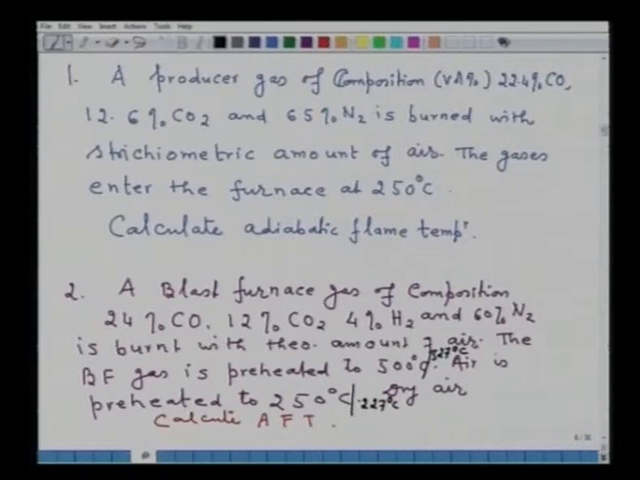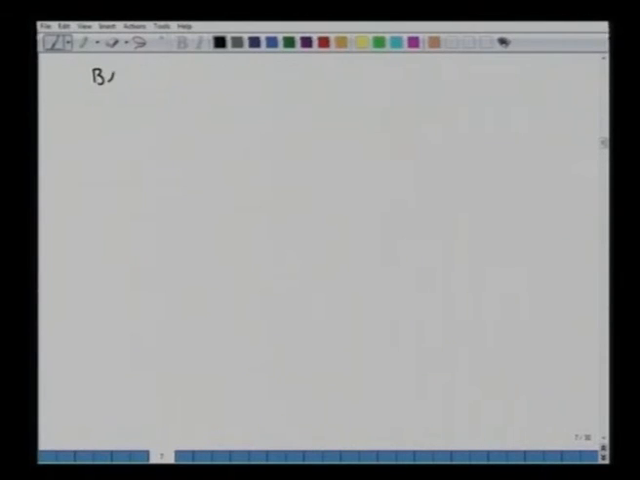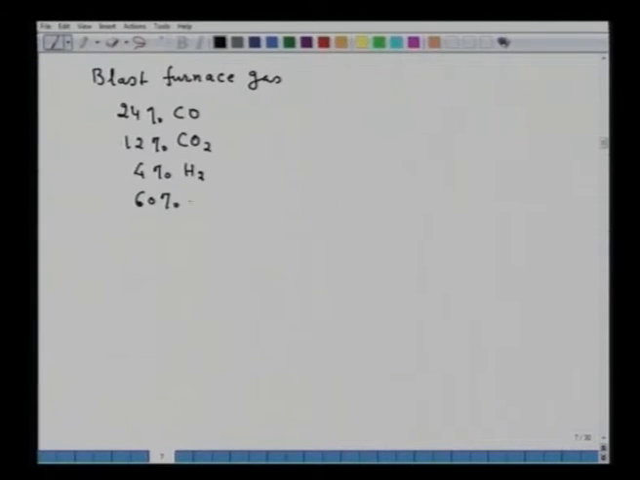So, let me illustrate this problem now. I am taking blast furnace gas whose composition is 24% carbon monoxide, 12% CO2, 4% hydrogen and 60% nitrogen. This is burnt with the theoretical amount of air.